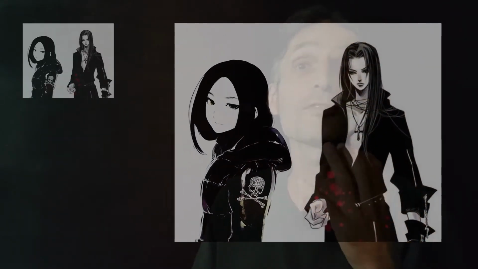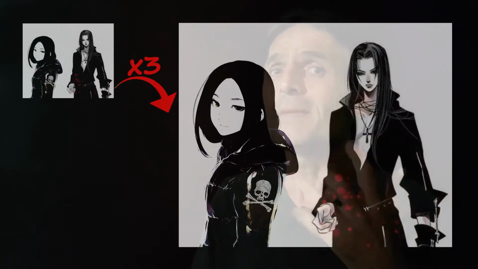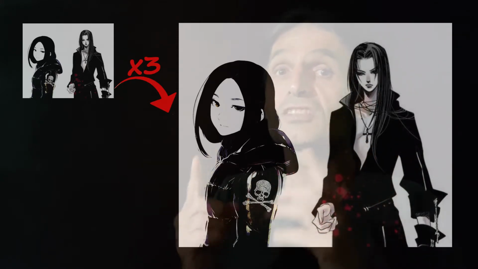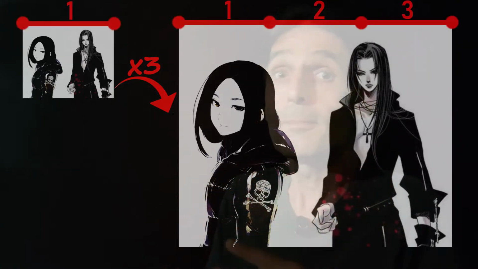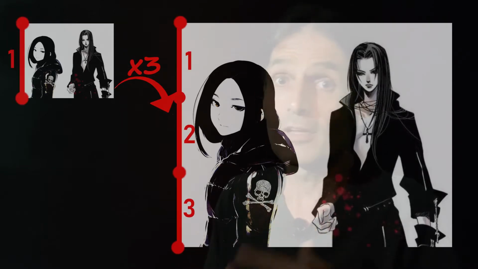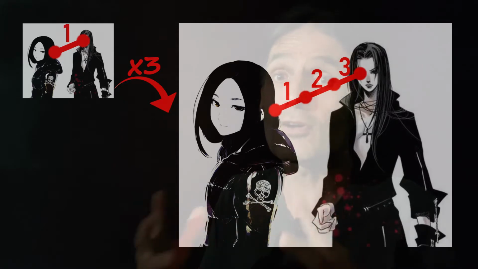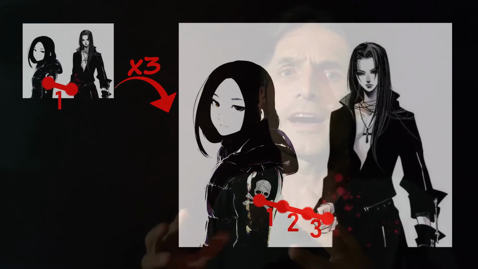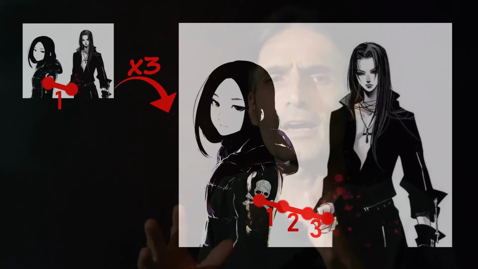So I take this small image and I enlarge it to make it 3 times bigger. What does it mean to make it 3 times bigger? It means that any distance in the original picture is 3 times smaller than the same distance in the enlarged picture. The width multiplied by 3, the height multiplied by 3, the distance between the right eye of the guy and the ear of the girl multiplied by 3, the distance between the right hand of the guy and the skull on the jacket of the girl multiplied by 3.